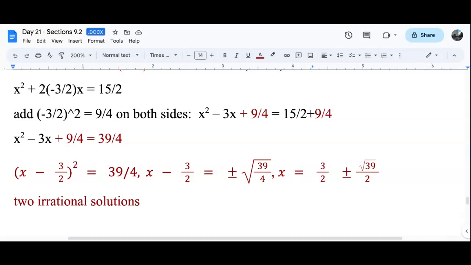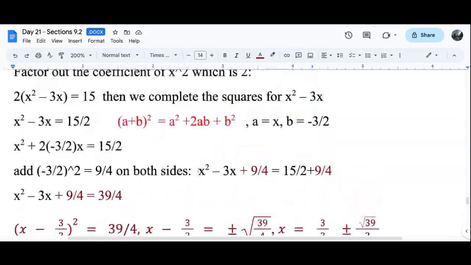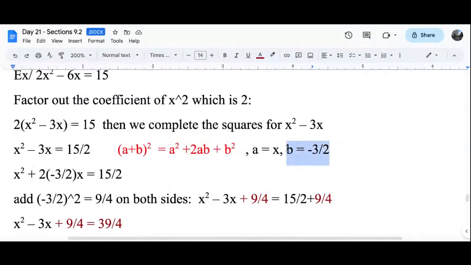How do I get x minus 3 over 2 squared? That's the step of completing squares. That's exactly why I figure out b equals negative 3 over 2. You see, all because of this. I know the square is this, a squared plus 2ab plus b squared. So I need to figure out my 2b. What's my 2b, right? I have a squared here.